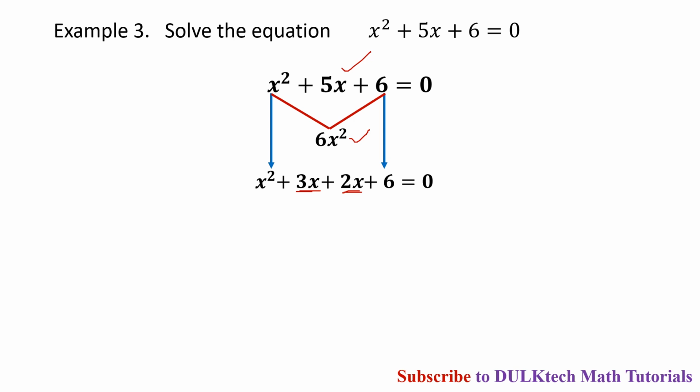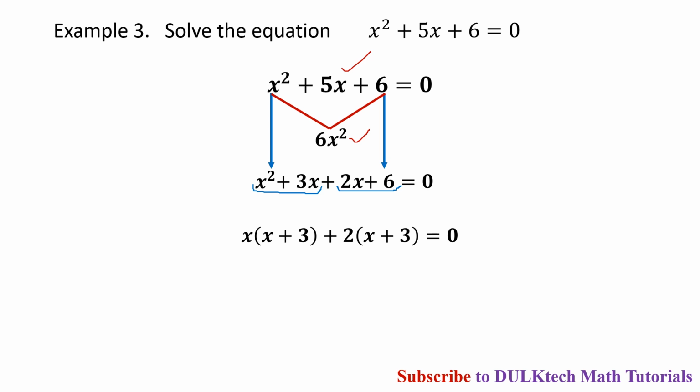Right, now that we have two more terms, making a total of 4 terms, we can now safely factorize by grouping. The highest common factor on the first two is x. So if we take out x there, we remain with x plus 3 in the brackets. Likewise, for these last two terms, we take out the highest common factor, which is 2. If we take out 2, we remain with x plus 3 in the brackets as well. So we remain with this expression.